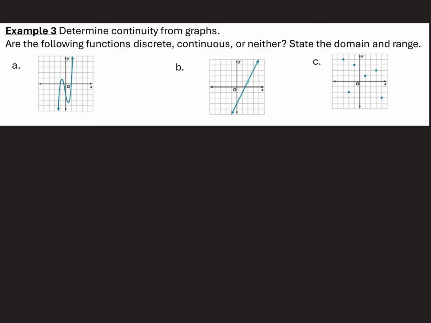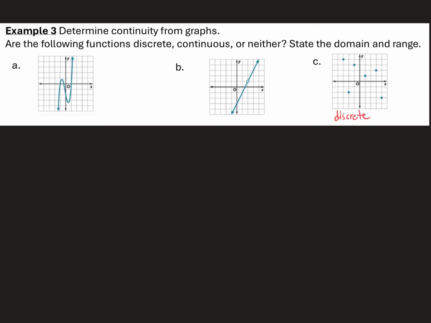Determine continuity from the graphs. Are the following functions discrete, continuous, or neither? Remember, a discrete function is a discontinuous function where the points on the graph are not connected. So if you look at A, B, and C, which one would you say the points on the graph are not connected? Hopefully you could see that that would be letter C.